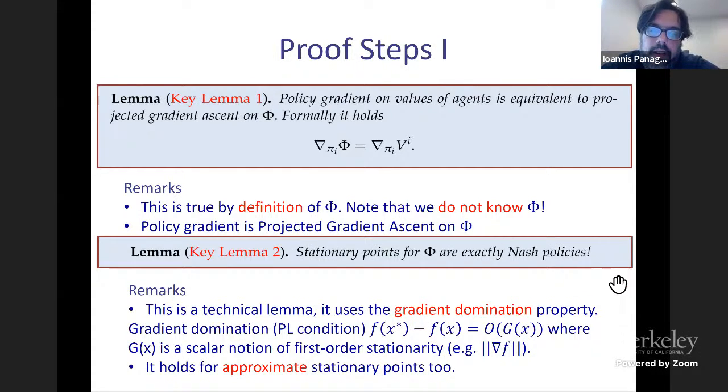And this is true here for Nash policies. So stationarity for multi-agent implies Nash policies. And of course, we don't compute exactly the Nash policies, so we approximate. So the key lemma 2 better carry over for approximations as well. So it is true that approximate stationary points for phi are also approximate Nash policies. Okay.